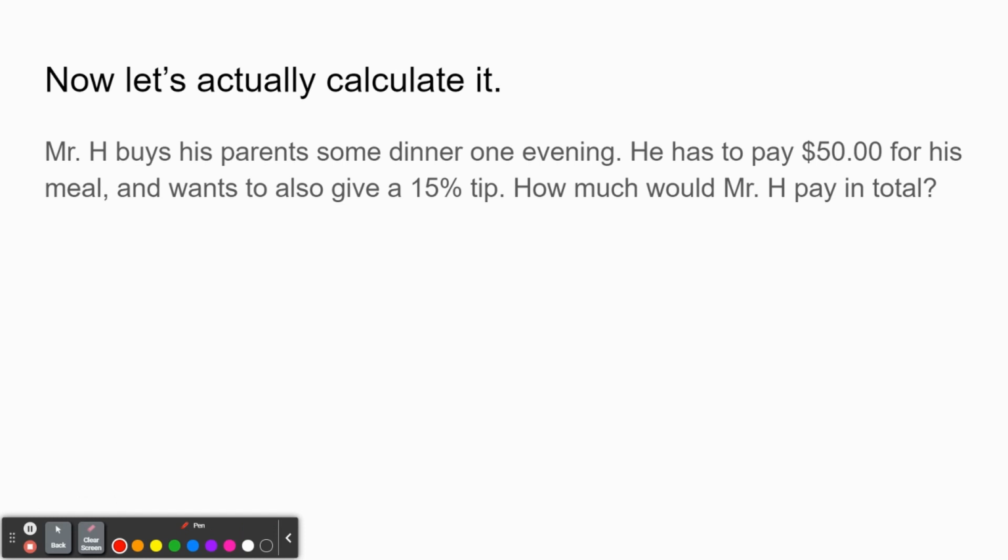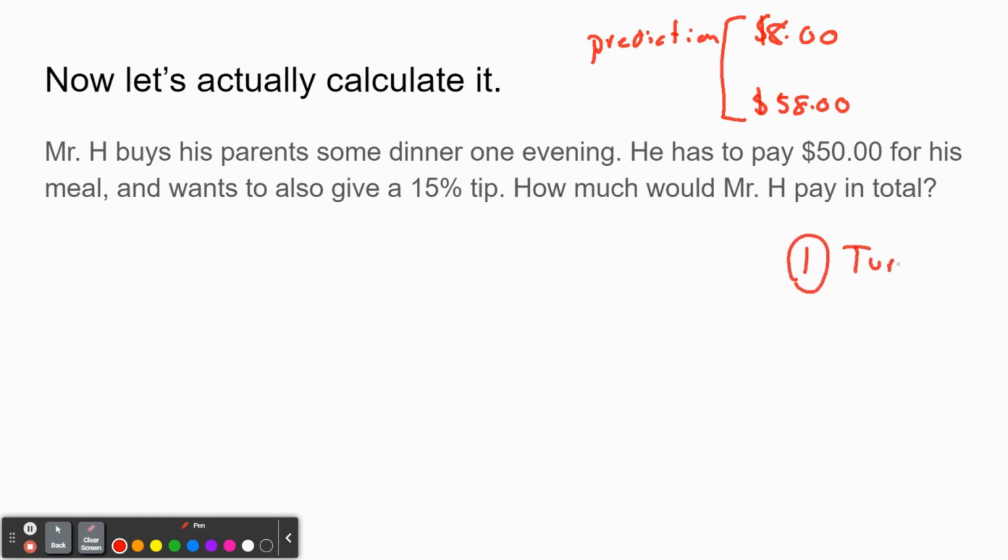So, let's actually calculate this now. In our previous part, we predicted that it was going to be $8. I'm just going to write that up here, just so that we can try to remember that. Of course, we'd have to add that to the $50, so really our answer in this case would be $58. That's going to be my guess. As for how we actually do this, step 1 is to turn your percent into a decimal. So we would divide this by 100 and we would get 0.15. That's step 1, that's all it is.